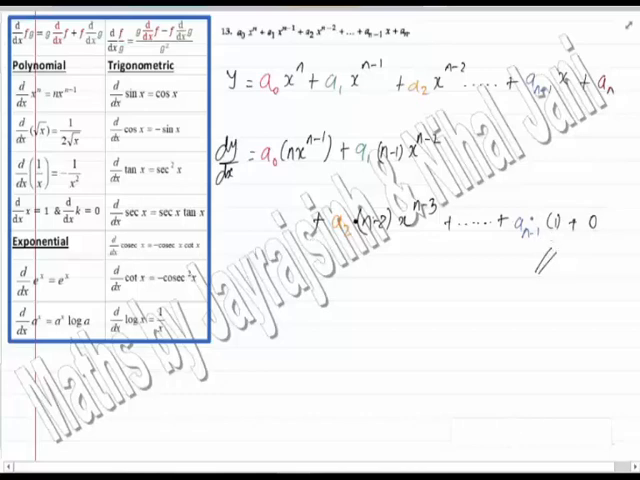Wasn't it extremely easy peasy? Don't get scared on seeing a big question. Just focus on the differentiation of x. Rest of the terms will be constant. Okay.